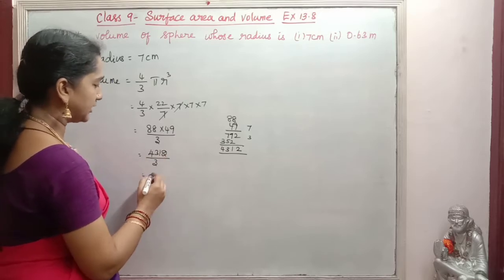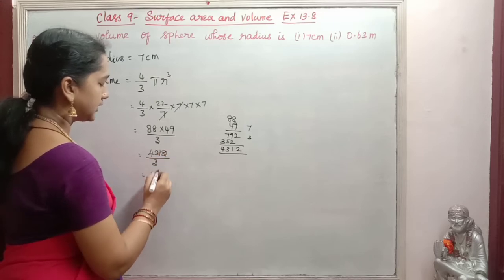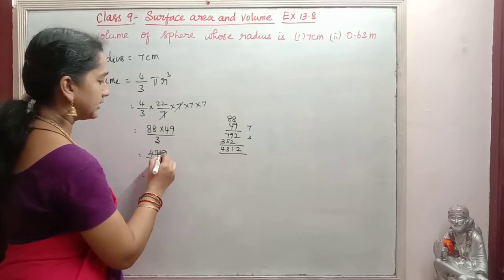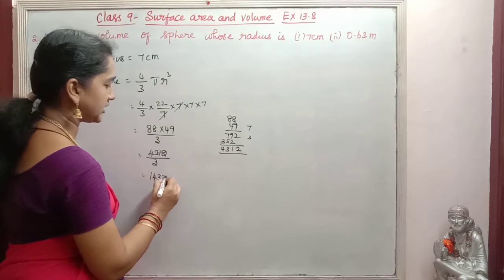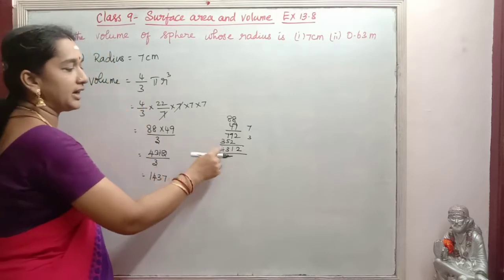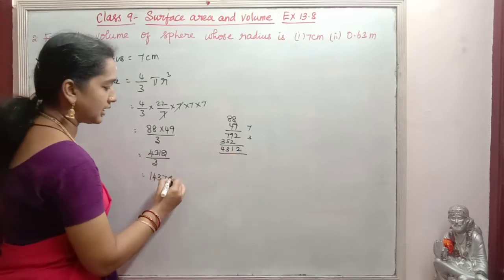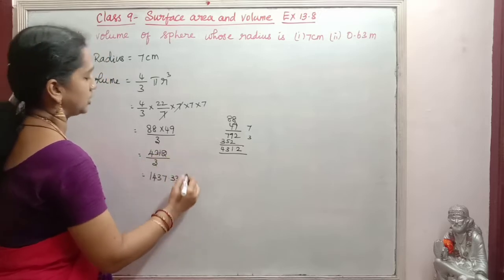So when we divide it by 3, we will get 3 1s are 3, 3 4s are 12, 3 3s are 9 again, then 3 7s are 21, decimal point, remainder 1. I am dividing this 4 3 1 2 by 3, that's all. Then 3 3s are 9, and so it will be going on.